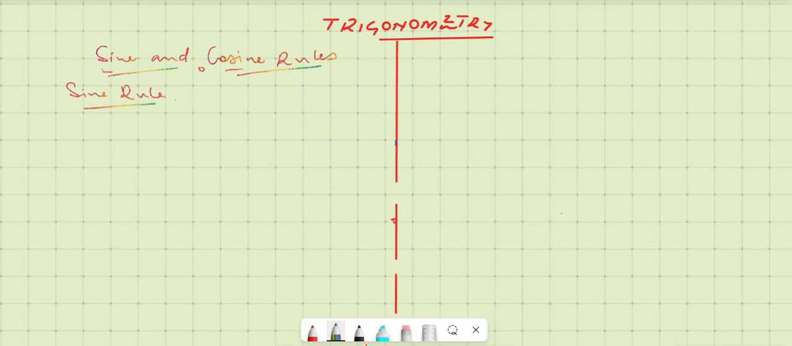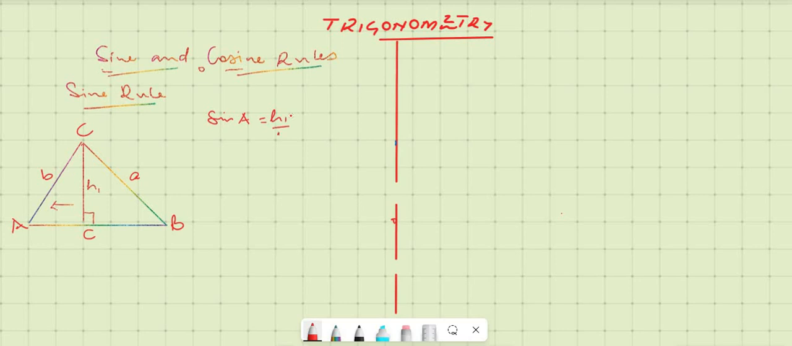Suppose we have some triangle like this one. This vertex is A, this one is B, and this is C. From what we have learned about the sides of the triangle, this one becomes b, this one becomes c. If this triangle has a vertical height perpendicular to the base AB, let us name it H1. From this small left-side triangle, the sine of A is equal to opposite over hypotenuse. The opposite of A is H1 and the hypotenuse is b.